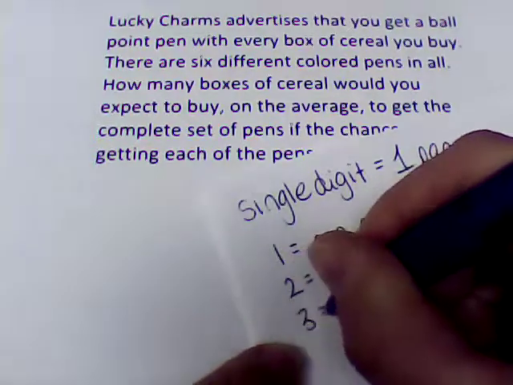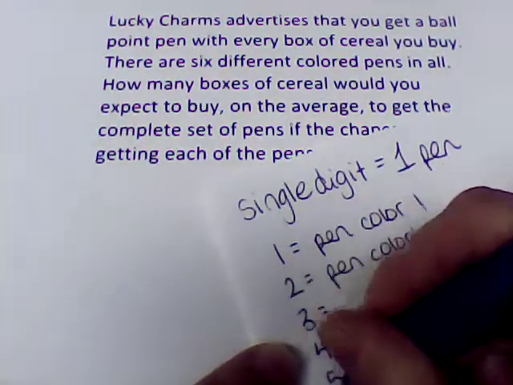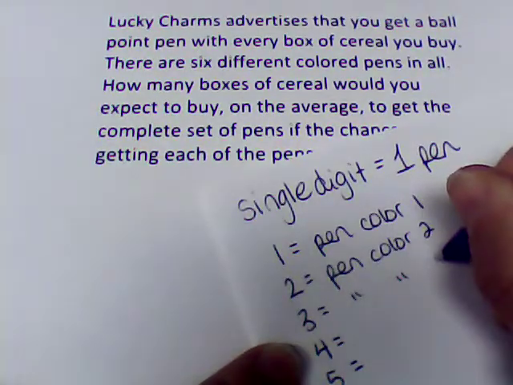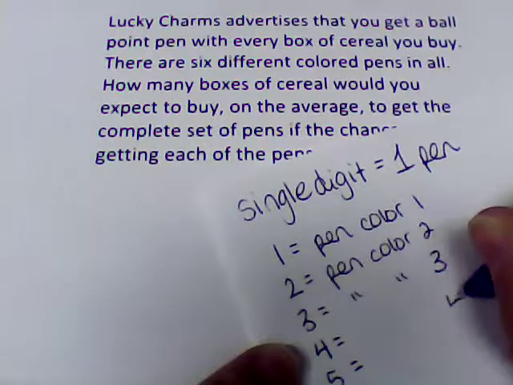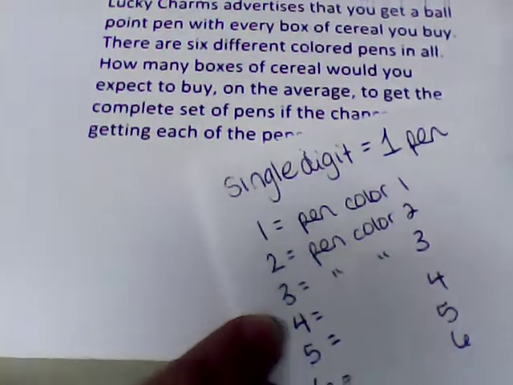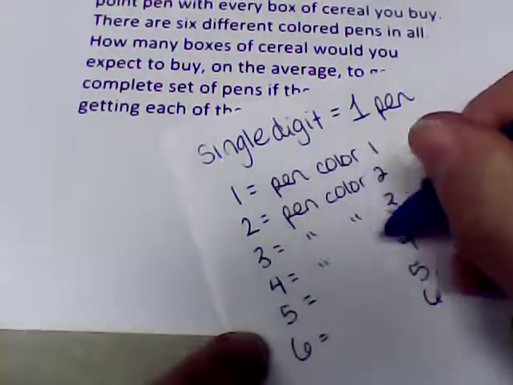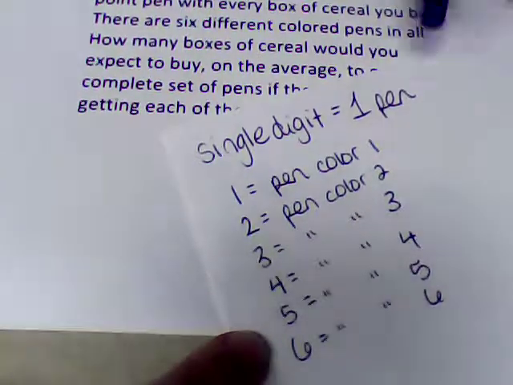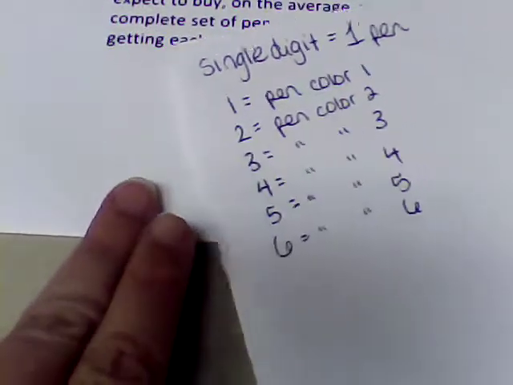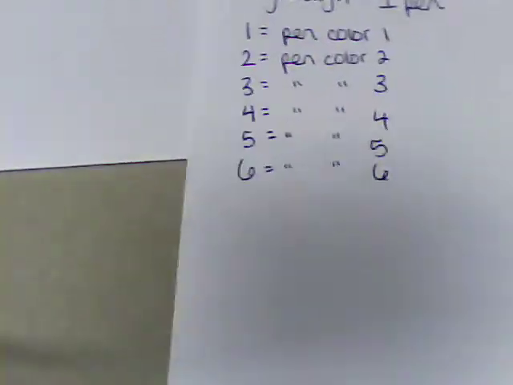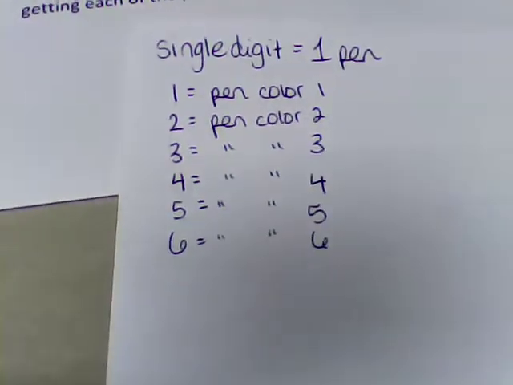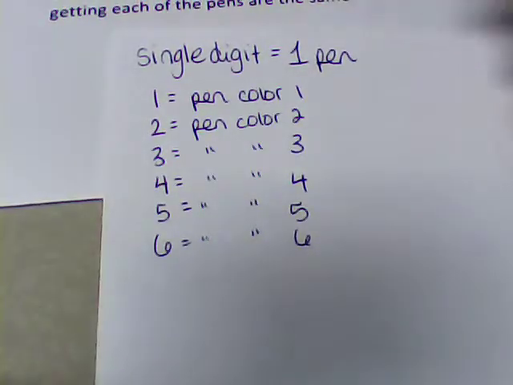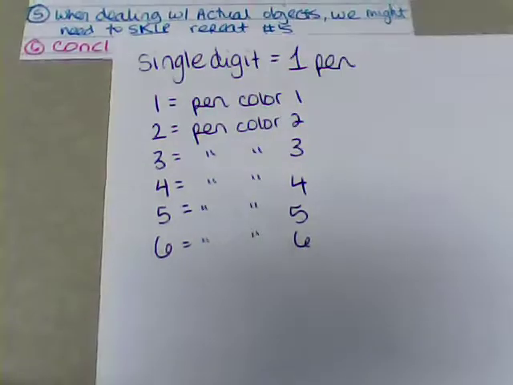Okay, this is kind of tedious, so I'm just going to go ahead and put little parentheses here: 3, 4, 5, and 6. Okay, so I've said that I need to use single digits, and I'm going to be using the numbers 1 through 6 because that's how many pen colors are in the problem.